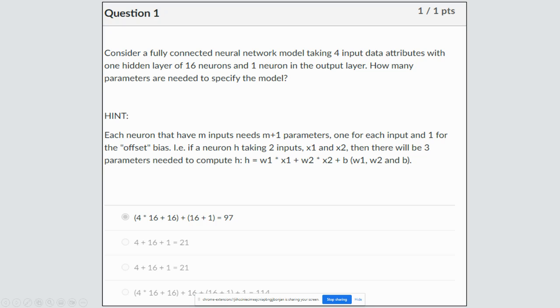The third question is from quiz 9. The question is about the neural network model, and we have a hint for this question. Consider a fully connected neural network model taking 4 input data attributes with one hidden layer of 16 neurons and 1 neuron in the output layer. How many parameters are needed to specify the model? As explained in the hint section, we need m plus 1 parameters in each neuron, where m means the number of inputs, and the 1 here is called the offset bias.